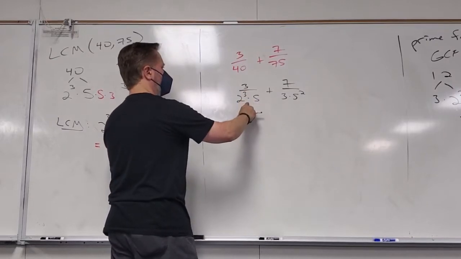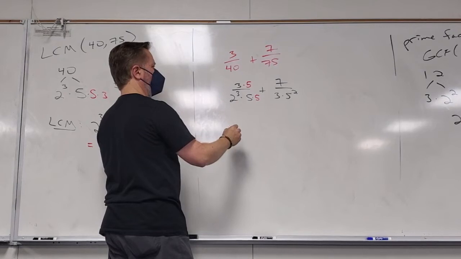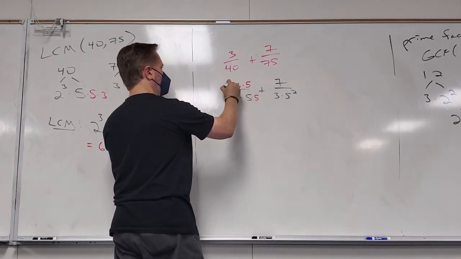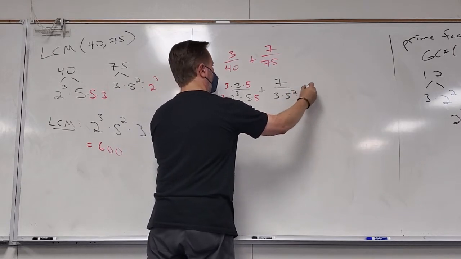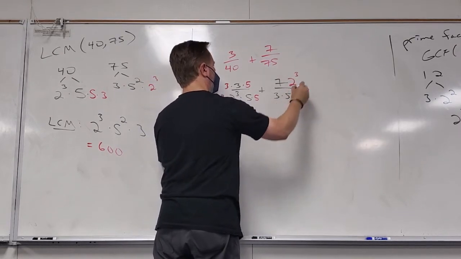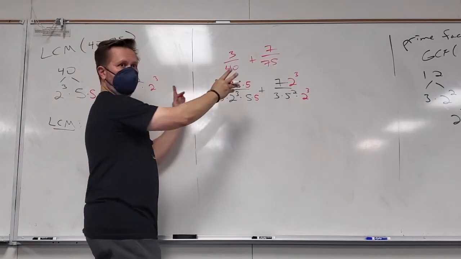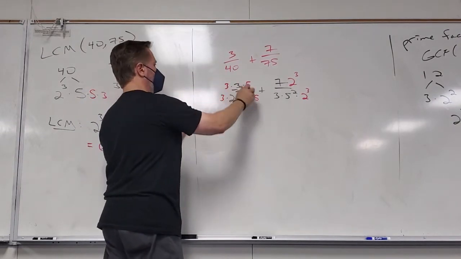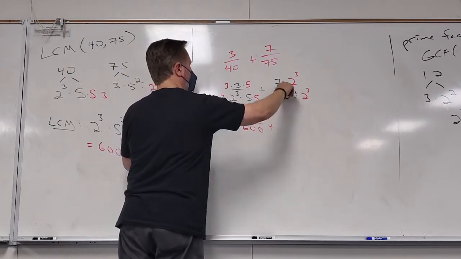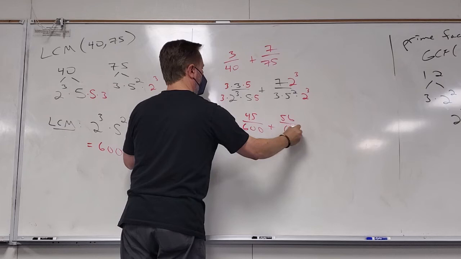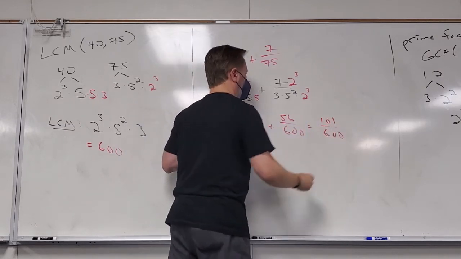Then I would do this. This guy needs one more 5, right? And a 3. This guy needs all the 2s, and then he's good. Now this will be 45 over 600 plus 7 times 8, 56 over 600, which would be 901 over 600.